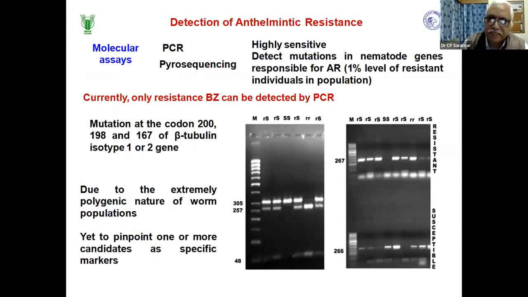Then molecular assays are also developed, because these in vivo and in vitro assays can detect anthelmintic resistance only when 25% of the population becomes resistant. But the molecular assay can detect resistance even at the 1% level.